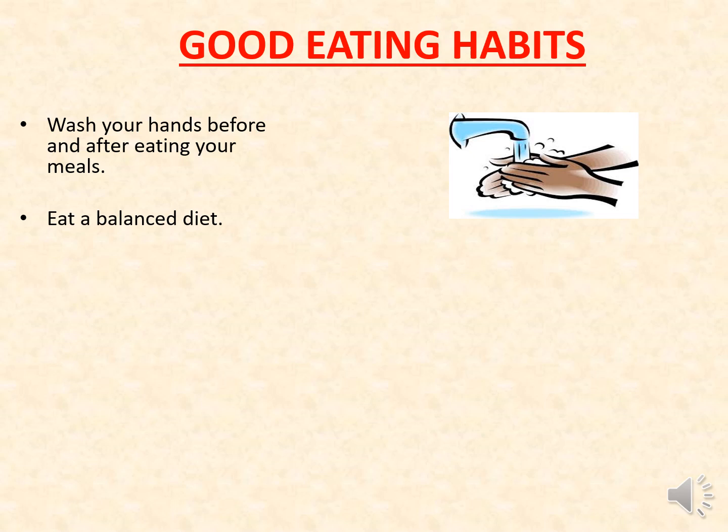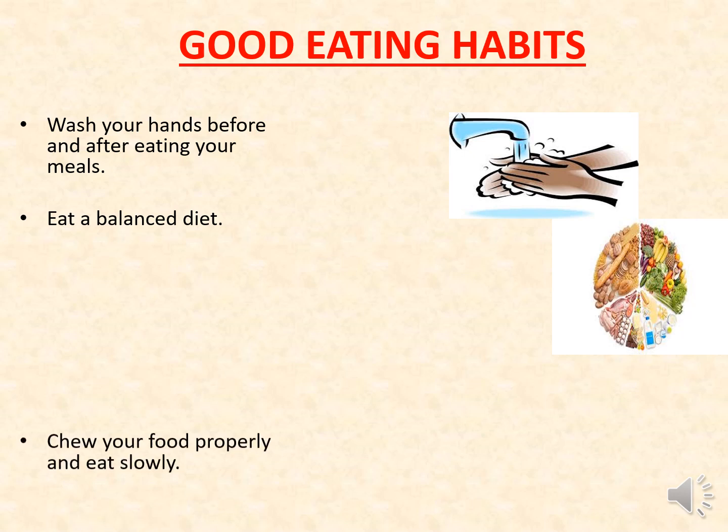Eat a balanced diet. That means you should eat all the types of nutrients in adequate amounts. You should not always focus on fast food. You need vegetables and milk and proteins like vitamins. You need all of them in a balanced form. Okay, you should eat a balanced diet.